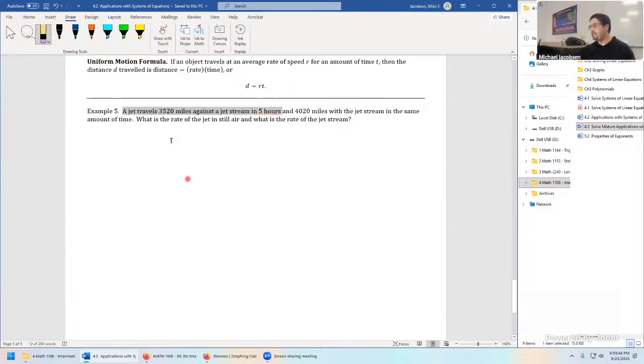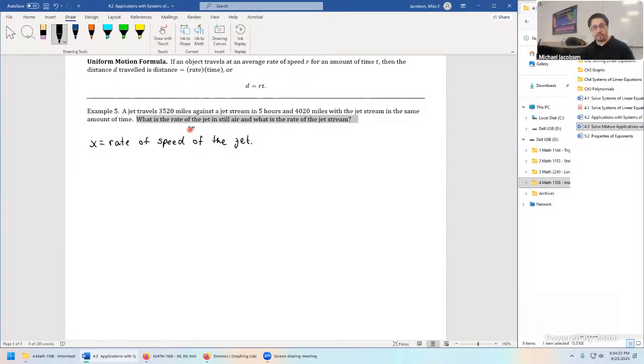The jet was either going with the jet stream or against it. Before we go to that, probably the number one best first step is to define the variables. We're asked what is the rate of the jet in still air. So let's write down x equals the rate of speed of the jet. I'll leave it implied that we're talking about if there was no air whatsoever.